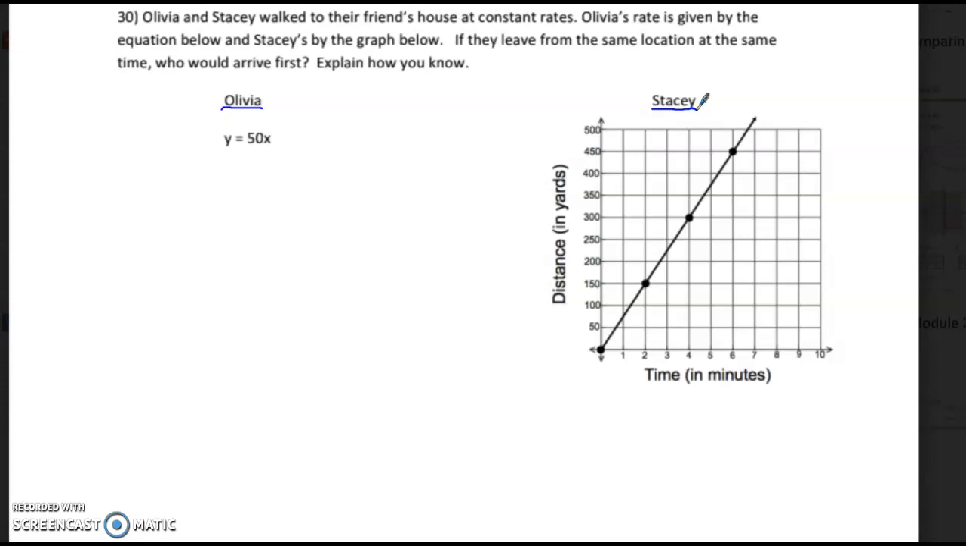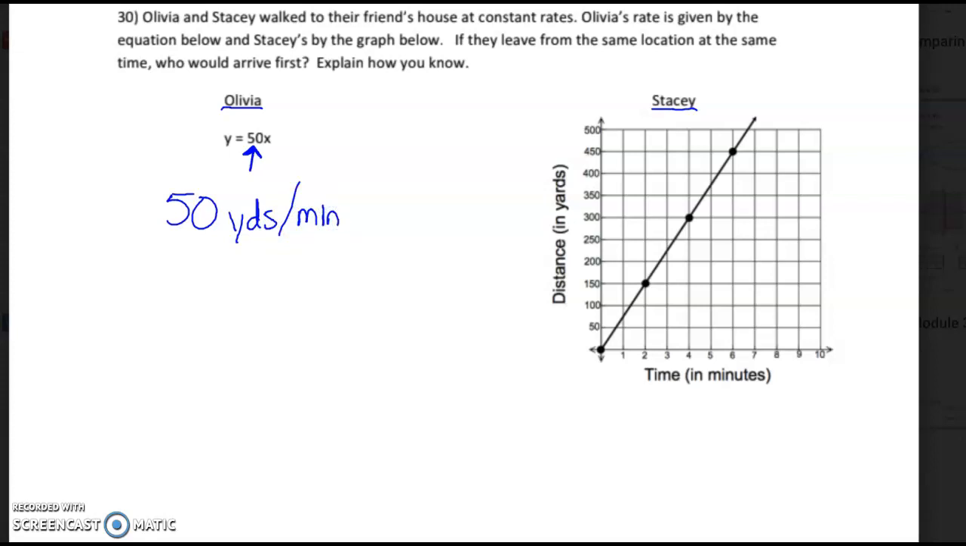To compare these two, we need to look at their unit rate, or the slope. With an equation, it's pretty easy to find it, because right here it is. It's 50. And so for Olivia, she's going to be traveling 50 yards per minute.